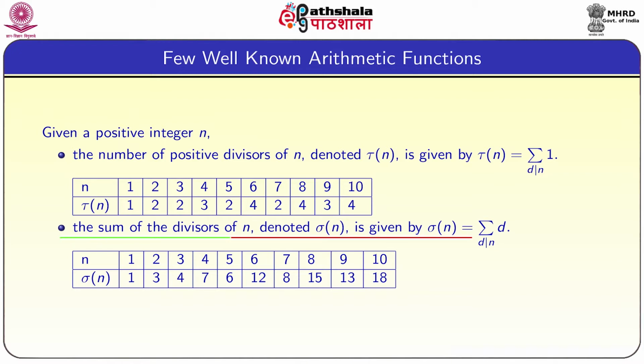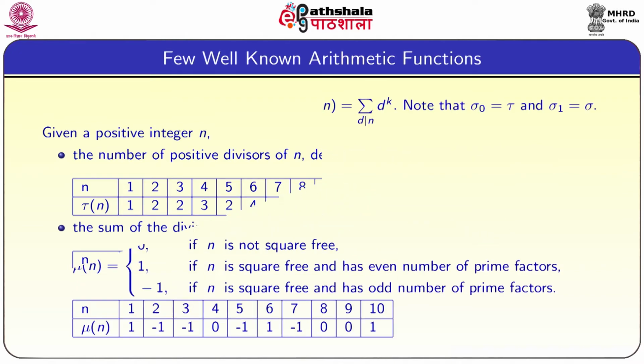The sum of divisors of n is denoted by sigma of n. That means sigma of n is equal to the sum of all divisors which divide n, that is, summation over d dividing n of d. Again here it is easy to see the value of sigma at prime numbers. Sigma of 7 is 8, because 7 plus 1, and sigma of 5 is 6, 5 plus 1. So, whenever n is a prime number p, then sigma of p is equal to 1 plus p. Sigma of 10 is equal to 18, because 1 plus 2 plus 5 plus 10. Sigma of 9 is 13 and so on.